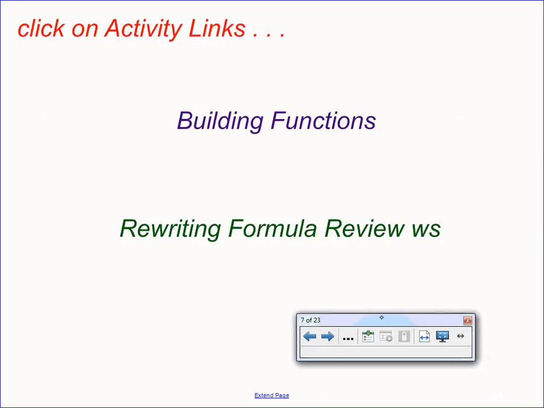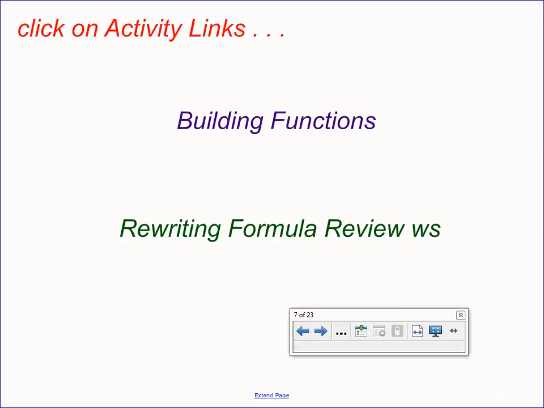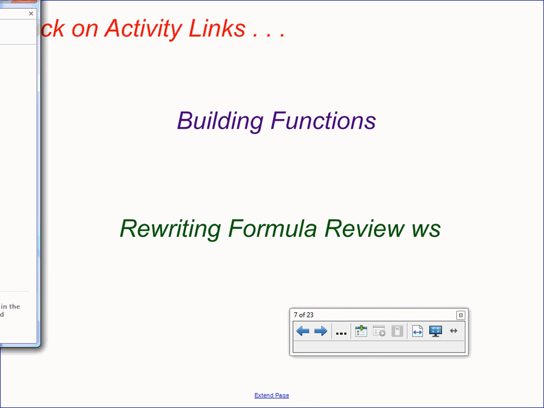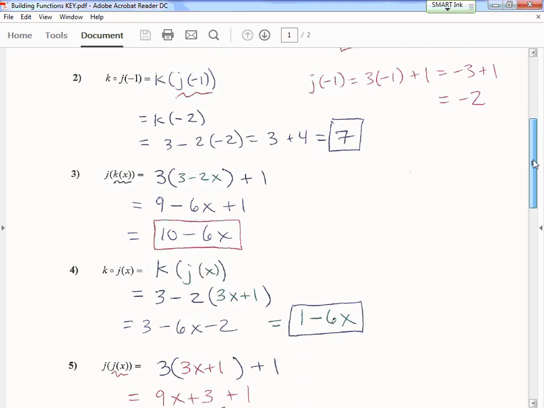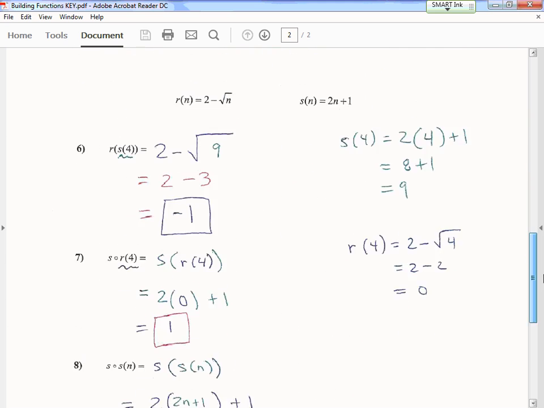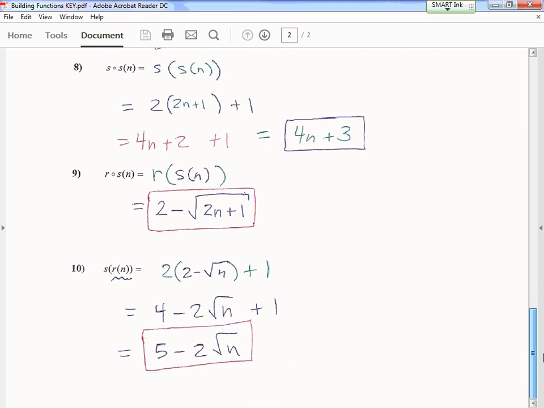Okay, ladies and gentlemen, the final thing is our building functions worksheet and our rewriting formulas. While these are 4 activity stamps, I just wanted to make sure that you had an opportunity to check your work. So I put answer keys on the back whiteboard and on the side whiteboard, a quick link. I think we don't need to spend much time on this because you guys did very well. We can check here, and we all got this stamp and this stamp.